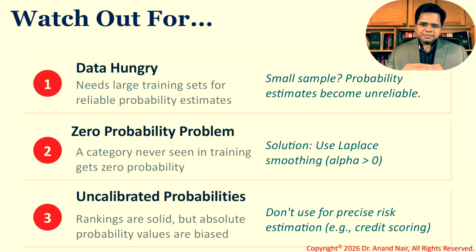Limitation 3. Uncalibrated probabilities. The rankings are trustworthy, the absolute numbers, not so much. This is why you rarely see naive Bayes in credit scoring, where lenders need calibrated probabilities for precise risk-based decisions.